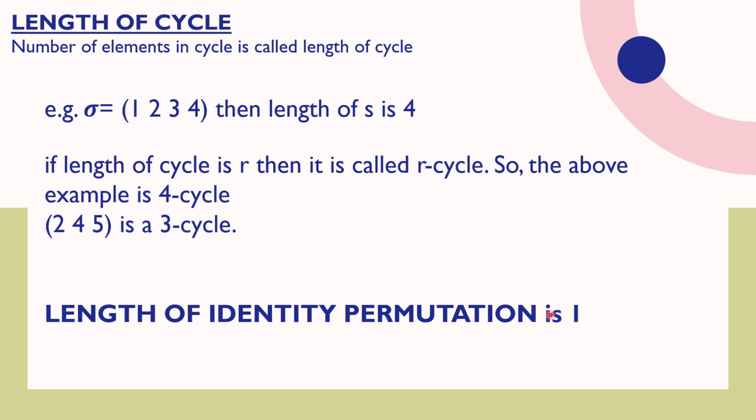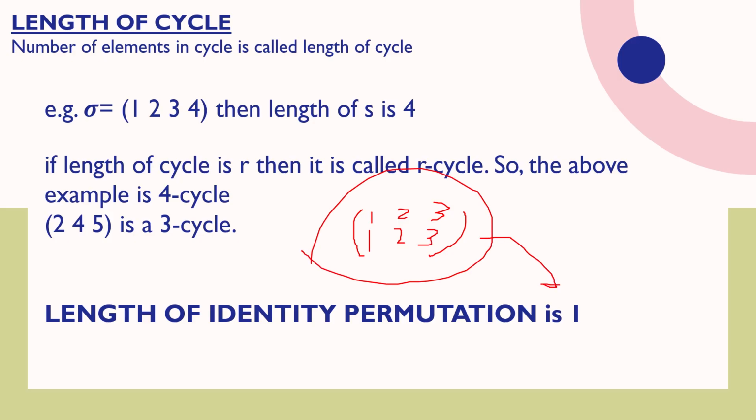And the length of the identity permutation is 1. What is an identity permutation? We have explained in the previous video. Identity permutation is something in which all elements are mapped to themselves. So if it's 1, 2, 3, then 1 will go to 1, 2 will go to 2, and 3 will go to 3. So the cycle length for this will be 1. Each element is going to itself.